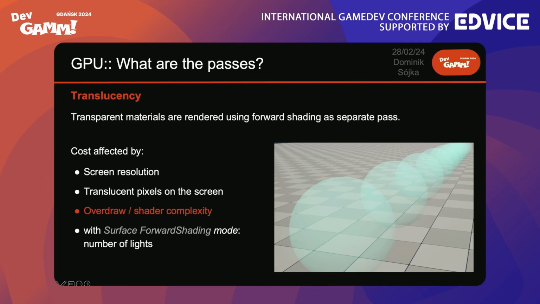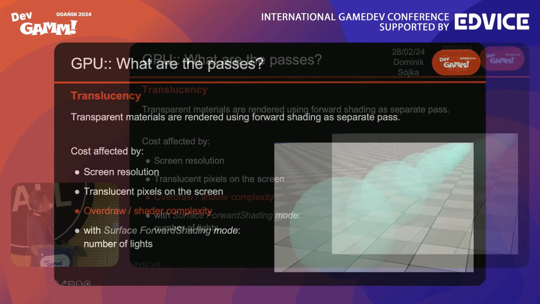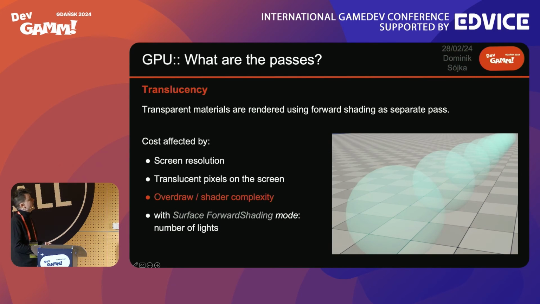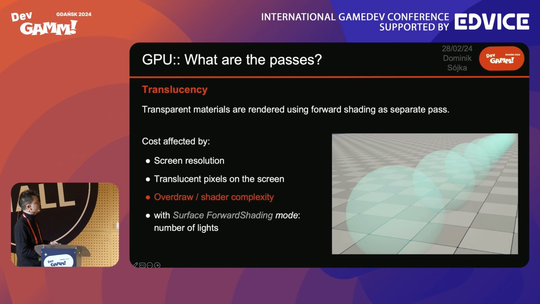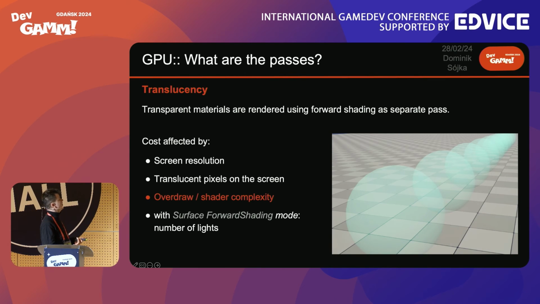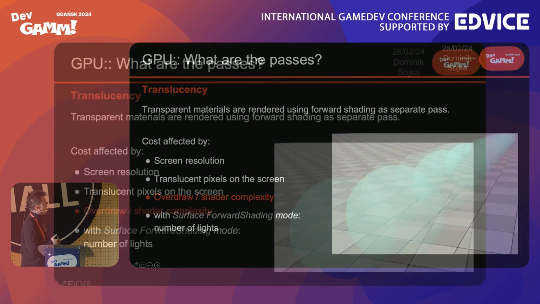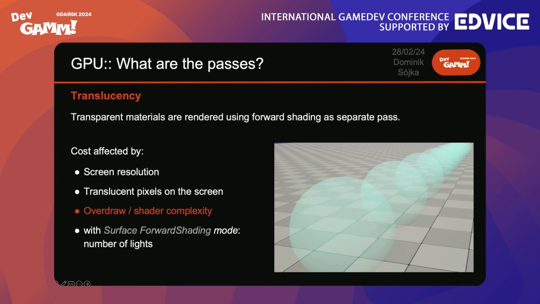And the next pass that is very important for the GPU is the translucency. The translucency is a separate pass because all the transparent objects in the scene are rendered as a separate pass. They're using forward shading because they are not sorted the same way. And of course the most important thing is the number of pixels on the screen for the translucent object. And we could talk about the overdraw and shader complexity problem a little bit.